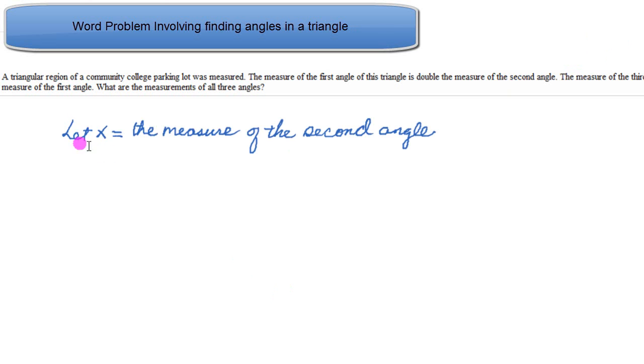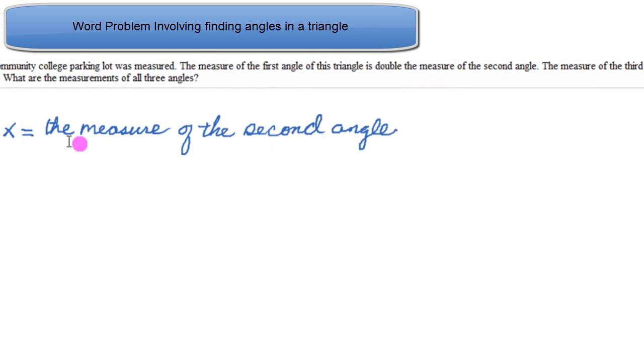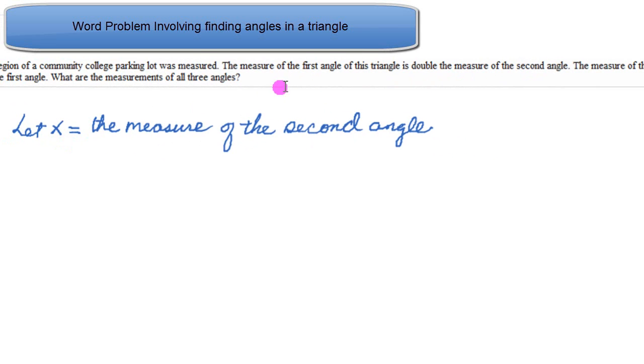Okay, so here we've defined our variable. X represents the measure of the second angle. Then, using this sentence, the measure of the first angle is double the measure of the second angle. So double x is 2x. So we're going to let 2x represent the measure of the first angle in the triangle. So x is the measure of the second, 2x is the measure of the first.